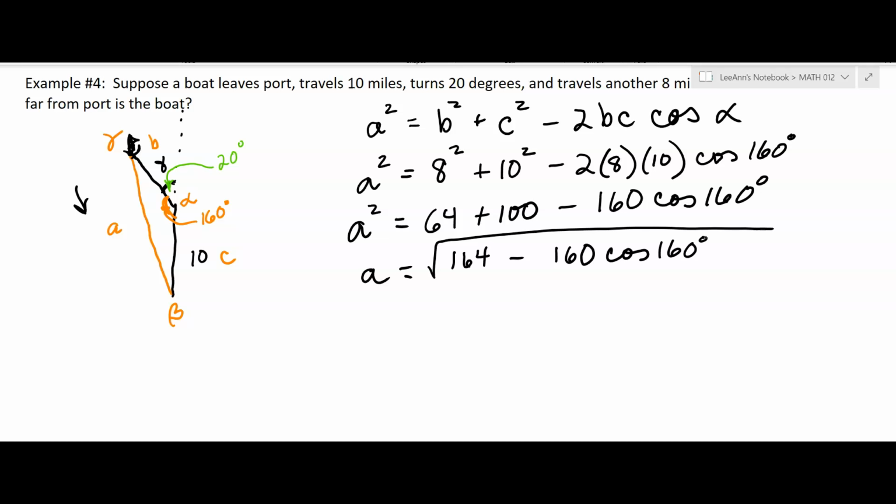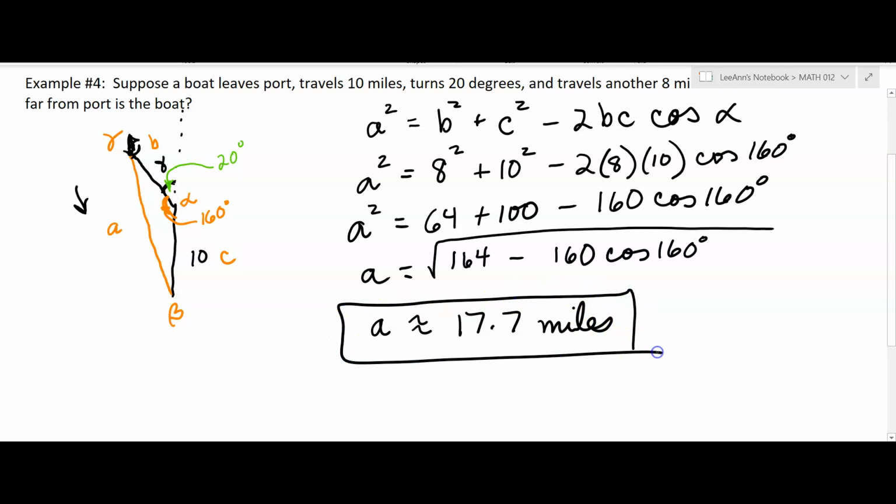So I'm going to go square root, and then that opens a parenthesis, so I don't need another one, 164 minus 160 cosine 160, and I'll close this off, and I'm getting A is approximately 17.7, and this is in miles. Okay, so that's how far the boat is from the port.